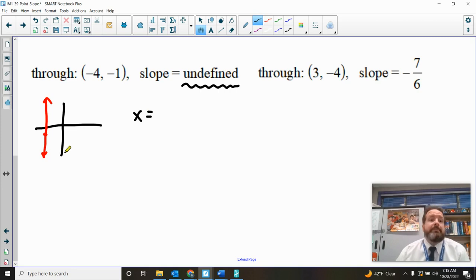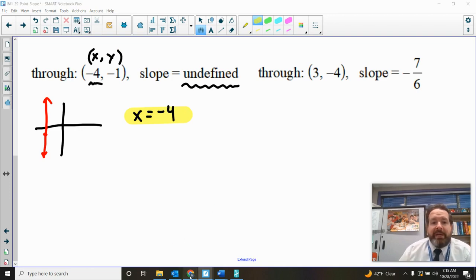Which number? Well, we're going to look at the x-coordinate of the point for that. X equals a number. You just look at the number for where the x is. Remember, x is the first, y is the second. So what we're left with is the equation x equals -4.